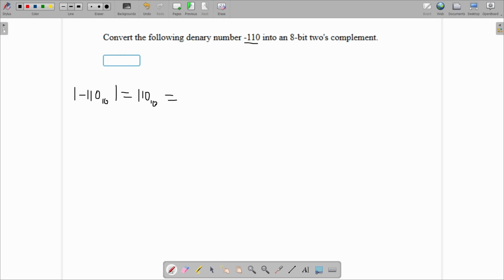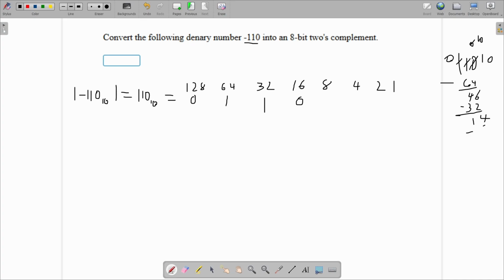Then you just convert it to binary regularly. Once you get the absolute value of 110, you need to convert it into binary. 128 is too large to be subtracted from 110, so you put 0 here. However, 64, you can perfectly do that. Subtract 64 from 110 and you get 46. 46 can be subtracted by 32. You can subtract 8, subtract 4, and subtract 2, but you can't subtract 1.